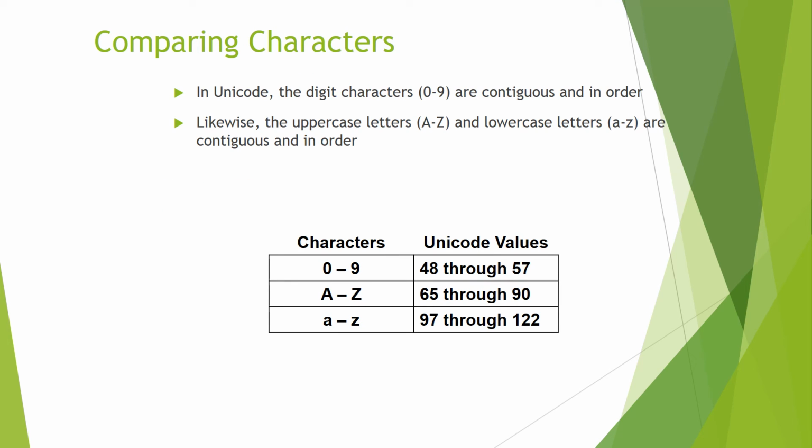Comparing characters. In Unicode, the digit characters 0 through 9 are contiguous and in order. Likewise, the uppercase letters A through Z and the lowercase letters a through z are contiguous and in order. Take a look at the chart example below.